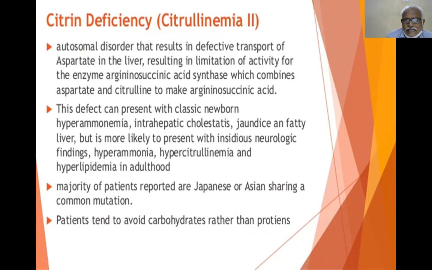Autosomal disorder that results in defective transport of aspartate in the liver, resulting in limitation of activity for the enzyme argininosuccinic acid synthase, which combines aspartate and citrulline to make argininosuccinic acid. This defect can present with classic newborn hyperammonemia, intrahepatic cholestasis, jaundice, and fatty liver, but is more likely to present with insidious neurologic findings, hyperammonemia, hypercitrullinemia, and hyperlipidemia in adulthood.